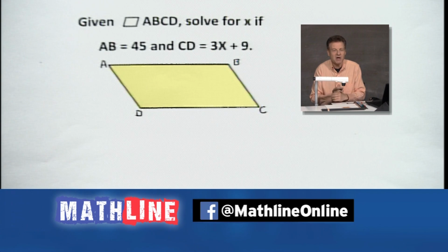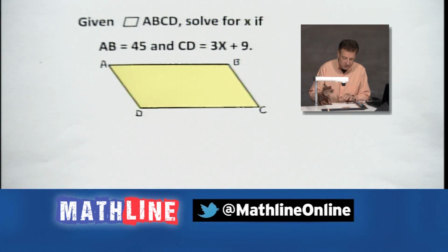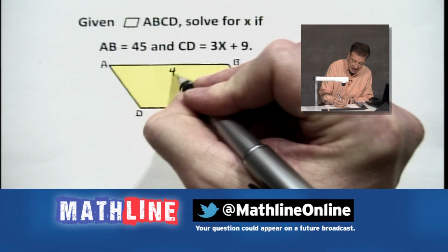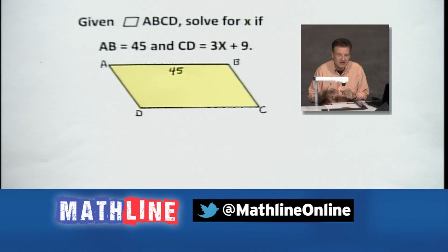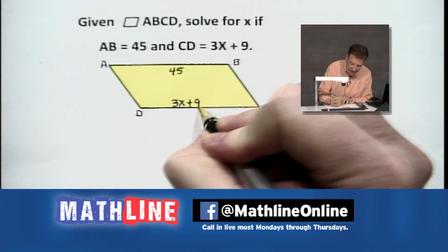So that's some options for being able to work with this, all right? So let's see what we've got. We've got AB equaling 45. Might be meters, might be inches, might be feet, who knows, all right? And down here we've got 3x plus 9.